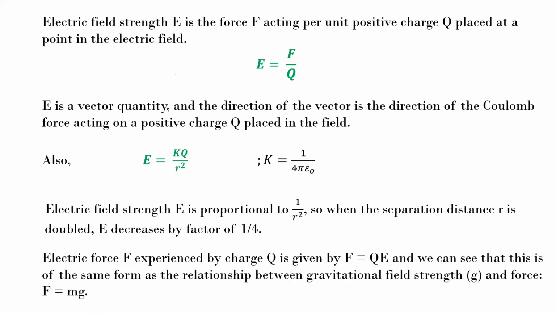The electric force F experienced by charge Q is given by F equals QE. So remember, E equals F over Q, so if we make F the subject, it is E multiplied by Q. We see that this is of the same form as the relationship between gravitational field strength g and force. If you compare the two, they are similar in form. The only difference is that for electric field you are looking at Q, and for gravitational field you are using M. G is the gravitational field strength, E is the electric field strength. That's the similarity between them.